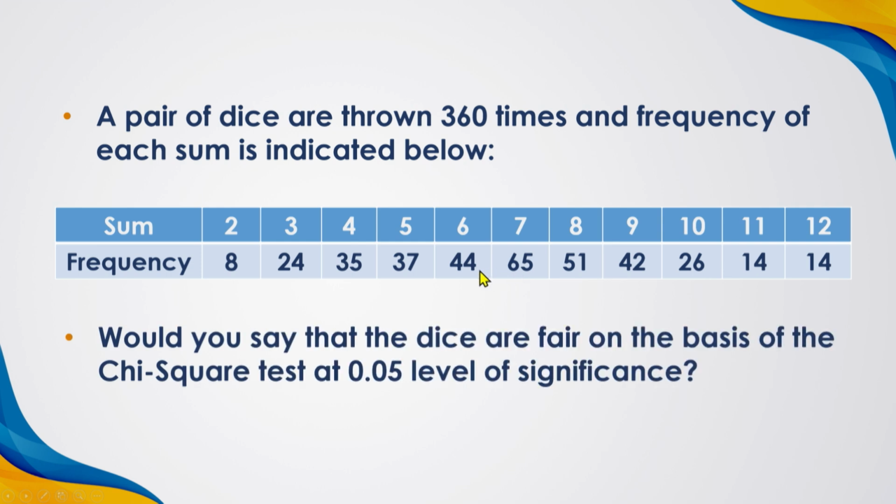So here you have to identify whether the dice are fair or not. That is what is being asked here. Would you say that the dice are fair on the basis of the chi-square test at 0.05 level of significance, that is 5% level of significance?